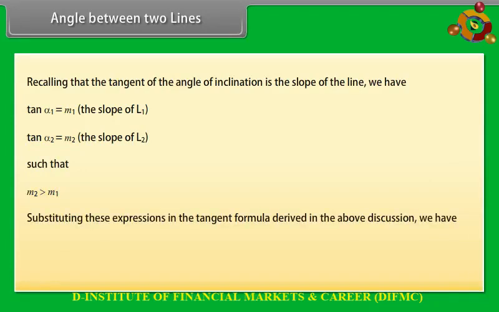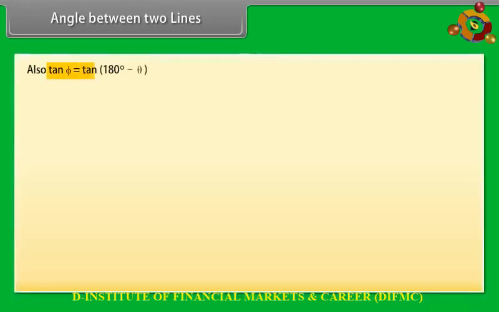Substituting these expressions in the tangent formula derived in the above discussion, we have tan phi is equal to (m2 minus m1) divided by (1 plus m1 into m2). Also, tan phi is equal to tan of (180 degrees minus theta) is equal to minus tan theta is equal to minus of (m2 minus m1) divided by (1 plus m1 m2), as 1 plus m1 m2 is not equal to 0.